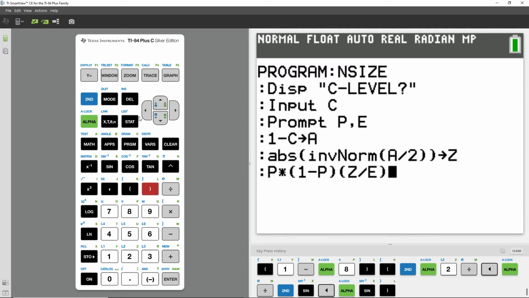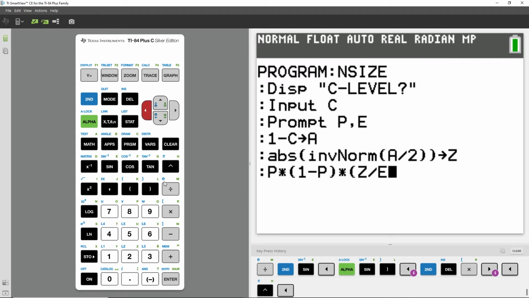And this is all good. And let's use the multiplication symbol. So I'm going to insert. Let's just make sure we're really multiplying there.